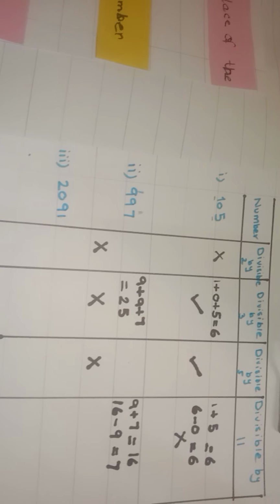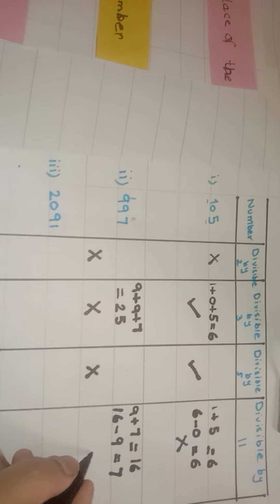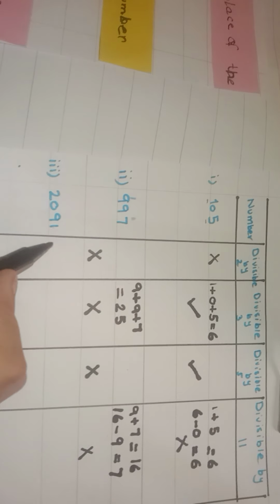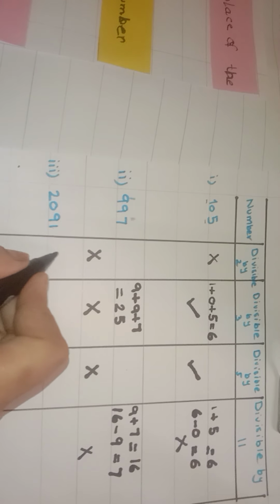But it should be 0 or a multiple of 11, like 11, 22. So it is also not divisible by 11, so we will also place a cross here. Now for divisibility of 2, the last number should be even. It is odd, so we will place a cross.